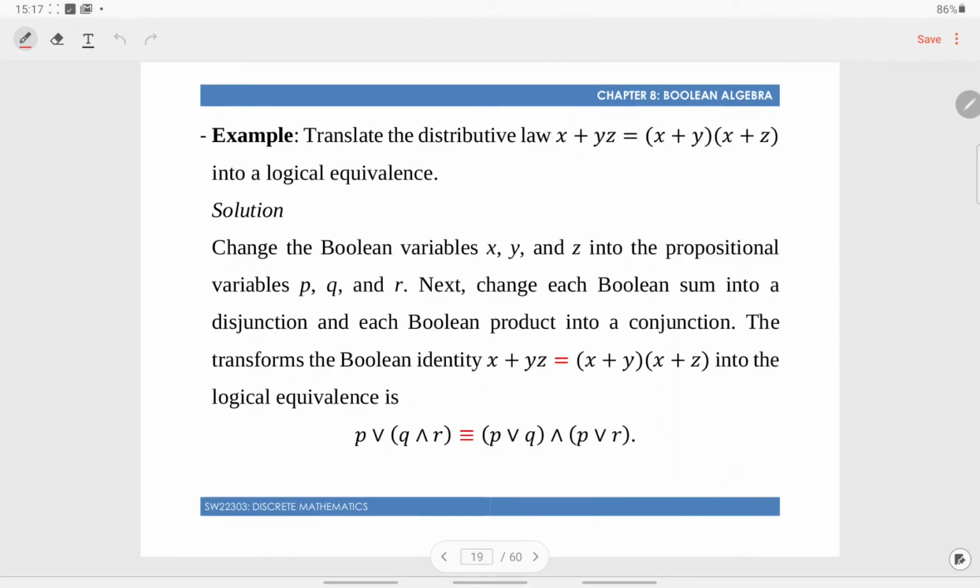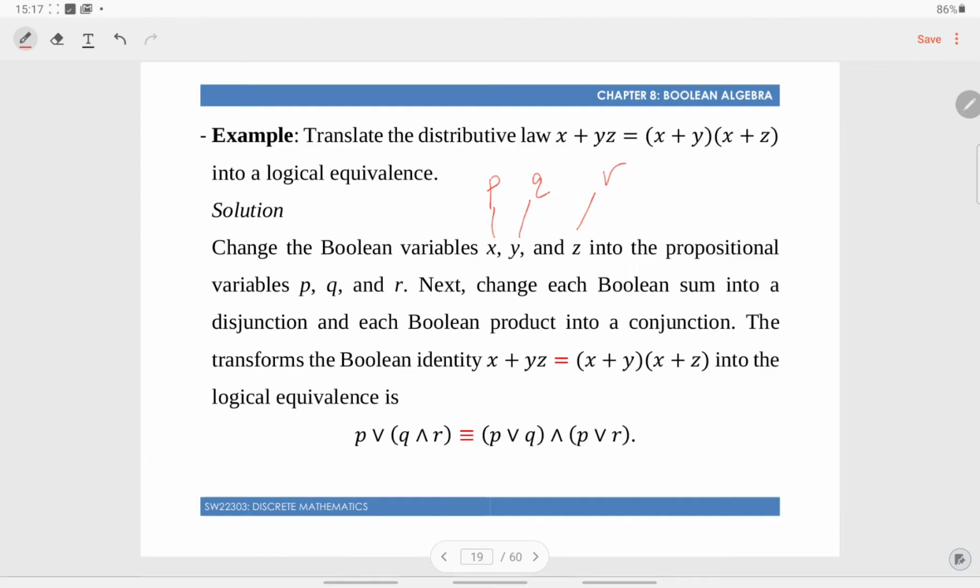Okay, so this is another example. Translate the distributive law into a logical equivalence. So let's see how to solve this problem. The first step is to change the Boolean variables. Here we have x, y, and z, so we change to p, q, and r respectively. That means x equals p, y equals q, and z equals r.